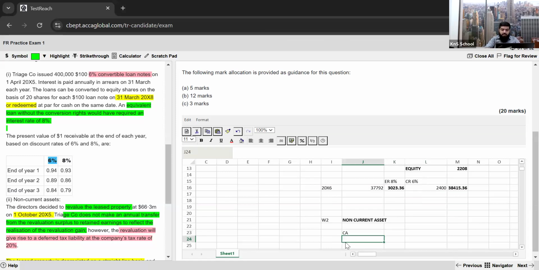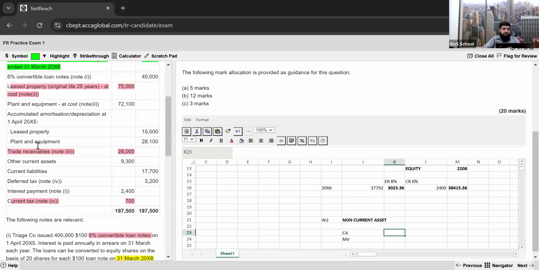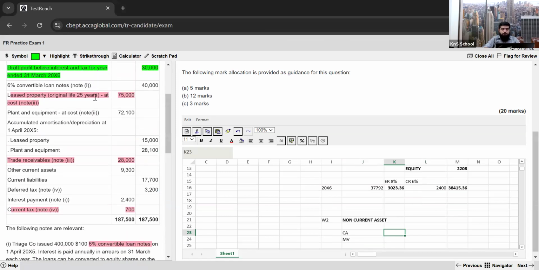Number one, the carrying amount of the asset and the market value of the asset. The asset that we are going to revalue. So we are revaluing the asset. Name of the asset is leased property. So we need the carrying amount of the leased property.